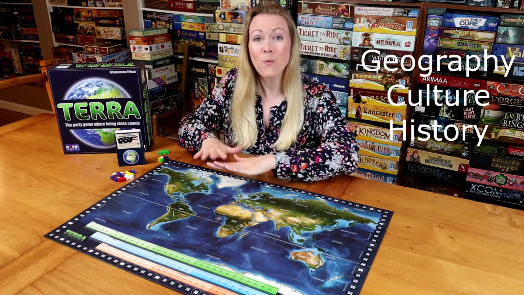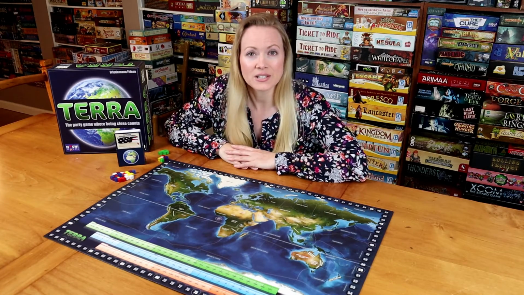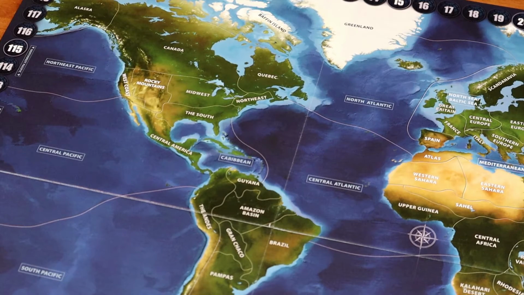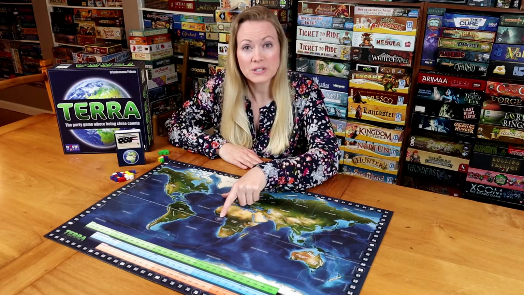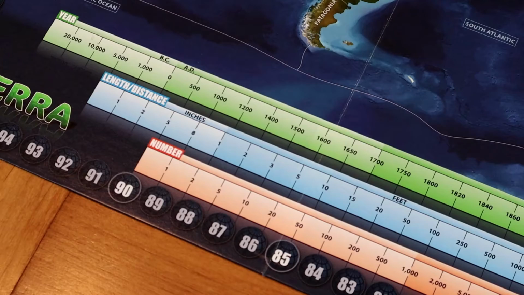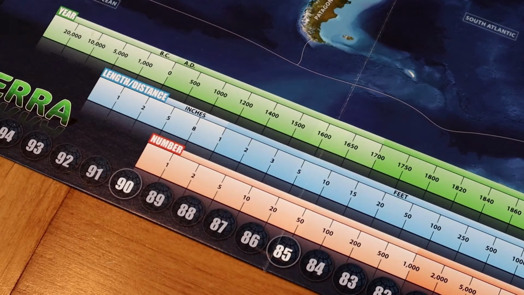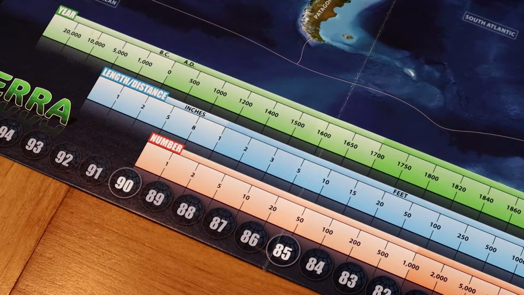So to get started, Terra is a game that exercises your knowledge about geography, culture, and history. There's a wonderful board, as you can see here, that has all of these different scales of measurement. The first is the map itself. You'll see the entire world, and there's a little compass in the center that divides it into quadrants. The other is the year, and that's the green banner. The length and distance is the blue banner, and the number is in the orange banner at the bottom.